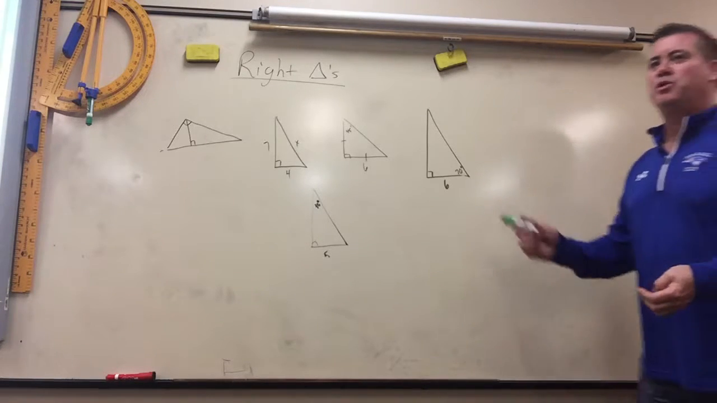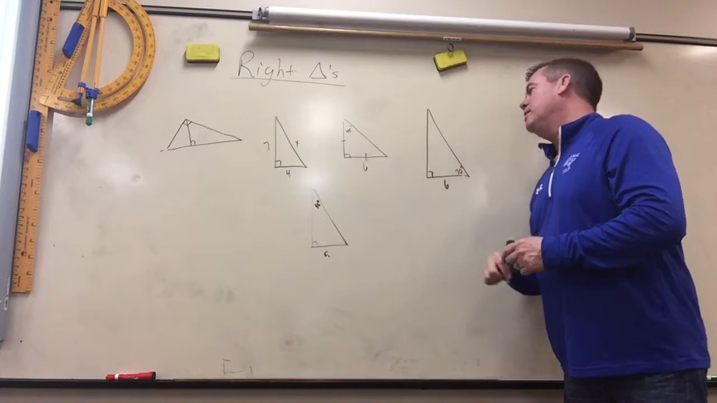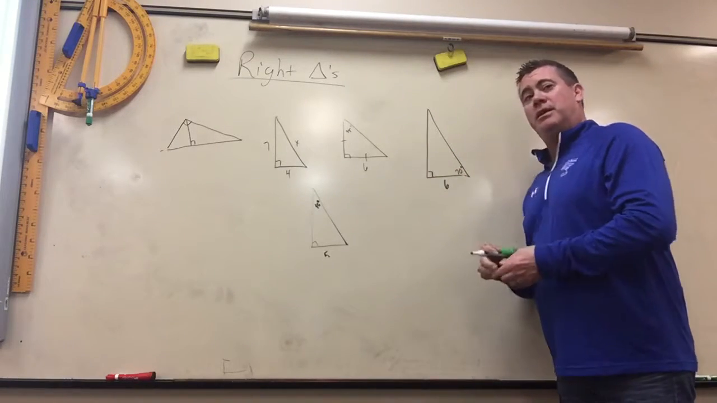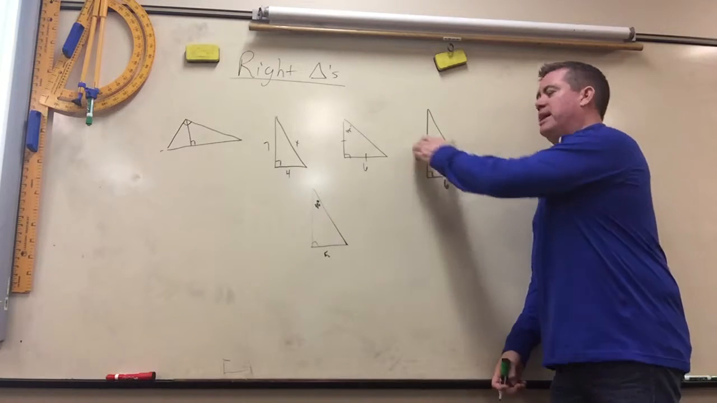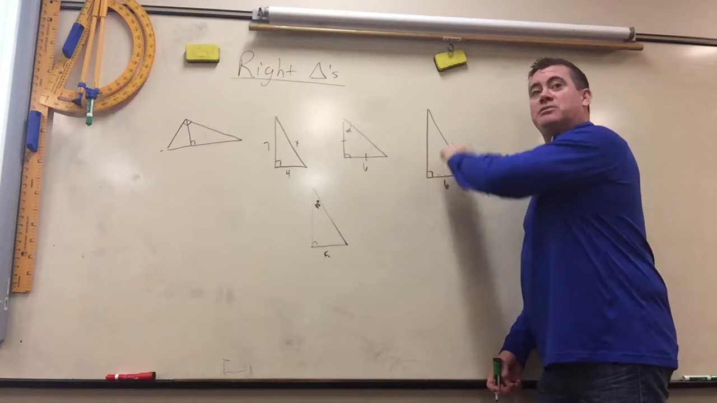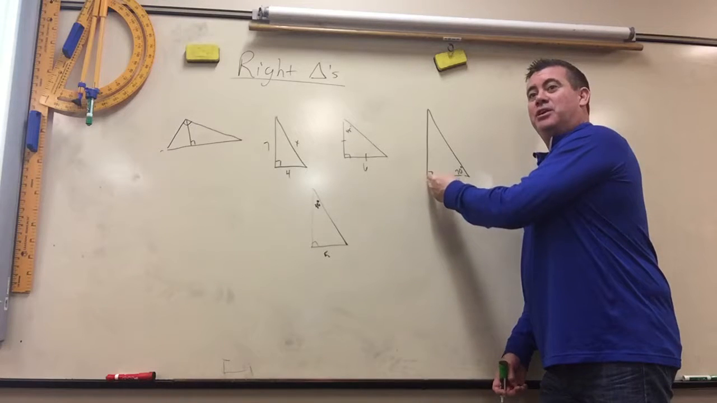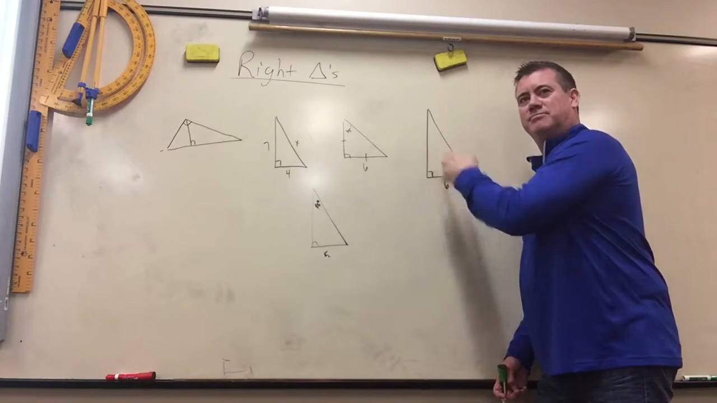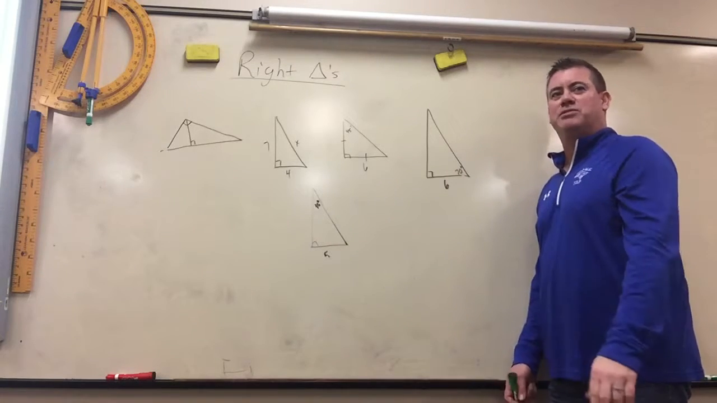Okay? So that's what we're doing now, right triangles, where the added thing now is we're not only going to find all the sides, you're going to find all the angles. So you're either going to know 2 sides or a side and an angle. And then you got to find the other missing stuff.